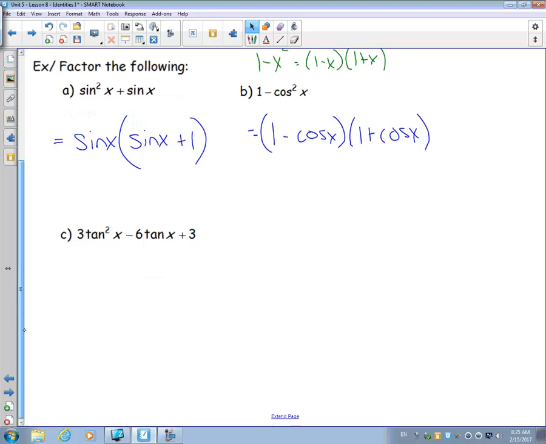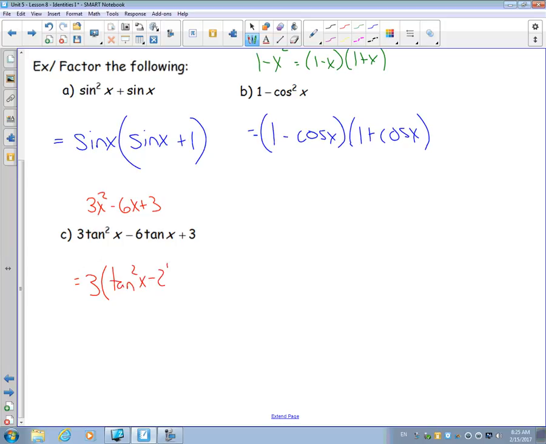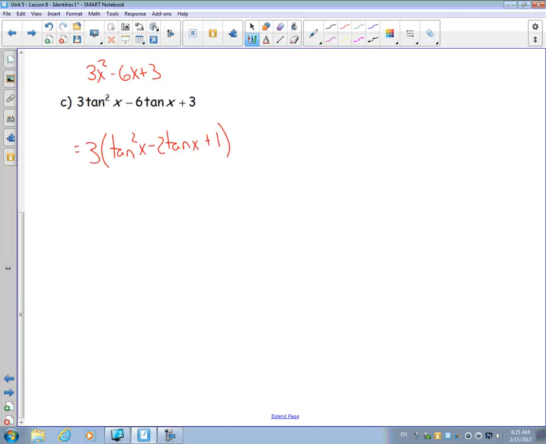And I can even do more tricky things. I hope this thing looks to you like maybe 3x squared minus 6x plus 3. How would we factor that? We start by common factoring. You can divide them all by 3. And the only difference is instead of having x's, we have tan x's. What am I left with? Well, it looks like a simple trinomial in the middle. Can we find things that add to negative 2 and multiply to 1? Sure we can. Tan x minus 1 and tan x minus 1.